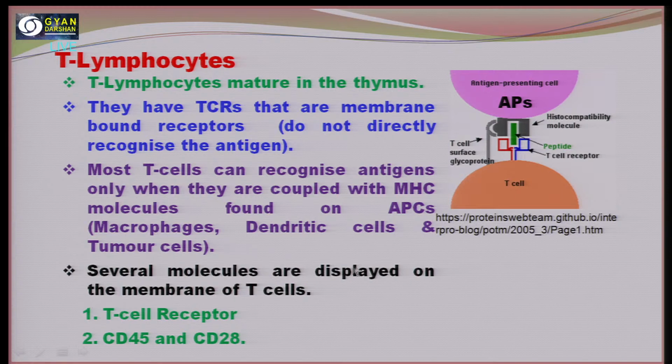Several molecules are displayed on the membrane of the T cell: T cell receptor, CD45 and CD28. So these are the various receptors. The T cell receptor, CD45 and CD28 are able to be expressed on the surface of the APCs. APCs are macrophages, dendritic cells and NK cells.